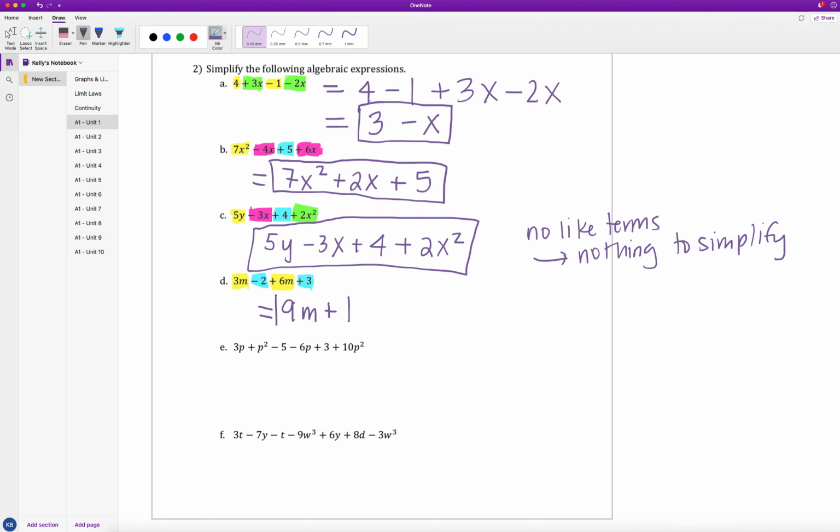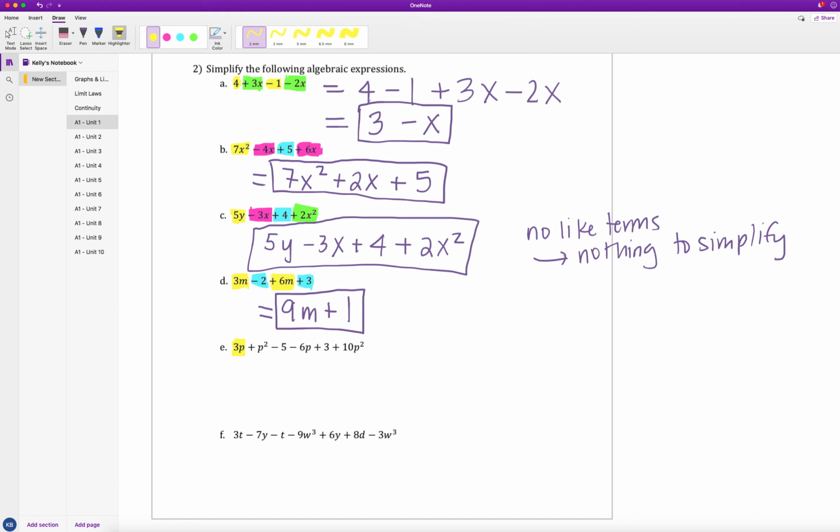And from here, I can't simplify it any further because 9m and positive 1 are not like terms. Okay, again, I'm going to have you guys pause the video and try 2e on your own first. Okay, let's check 2e.